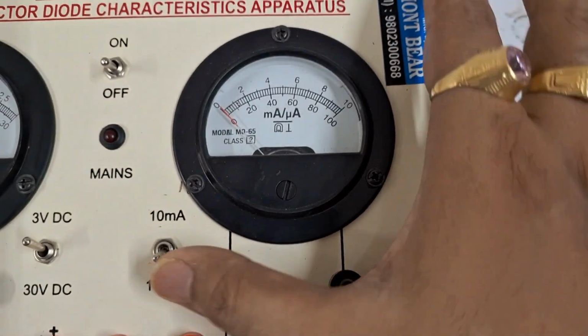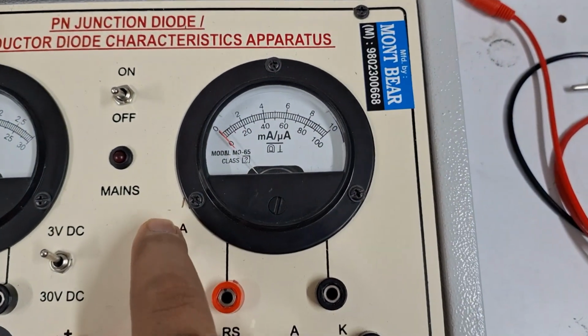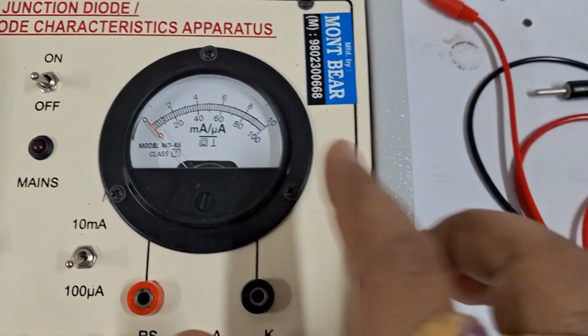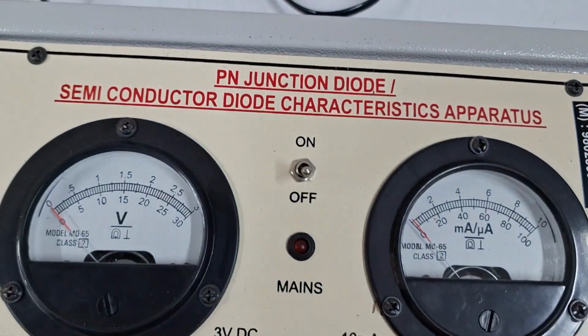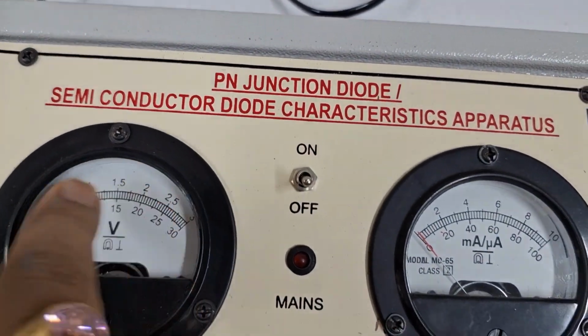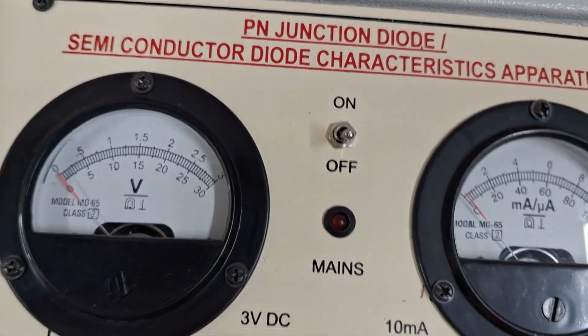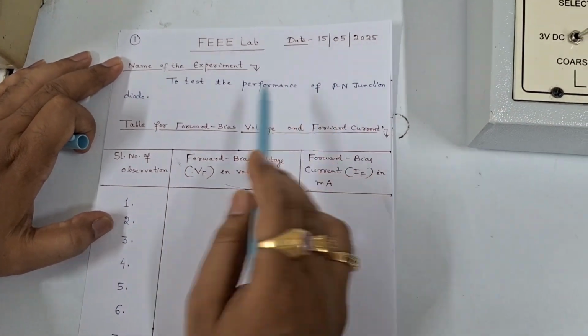So if I move the switch upside, it will become 10 milliampere reading. If I move the switch downside, it will become 100 microampere reading. Okay, accordingly we'll take the readings. Also, if you set that switch upside to 3 volt DC, we'll take the readings from the upper scale. If 30 volt DC, we'll take the reading from the downscale. Okay, so today the aim of the experiment is to test the performance of a PN junction diode.